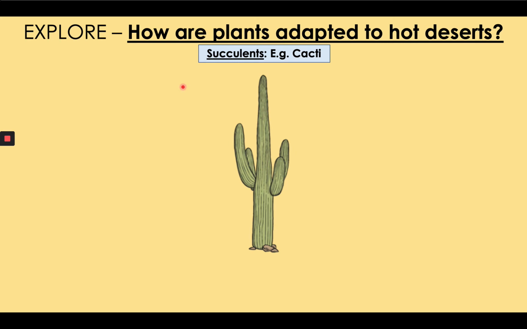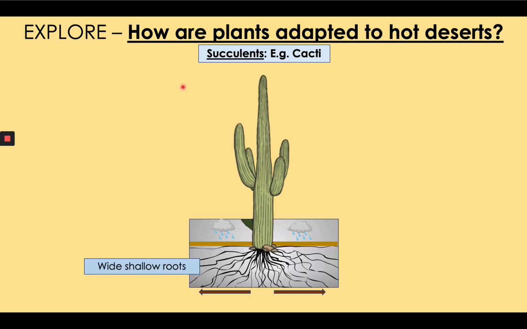I'm going to show you now how cacti are adapted to life in hot deserts. This particular cactus is probably the most famous type of cactus. It's called a saguaro cactus, and it's found in the Sonoran Desert in North Mexico. How is it adapted to life there? Well, the first thing is, it has very wide, shallow roots. The roots don't go very deeply into the soil, but they spread out meters to each side.